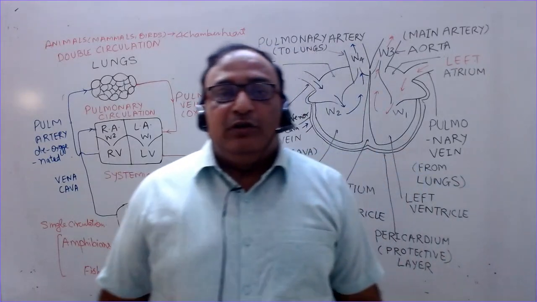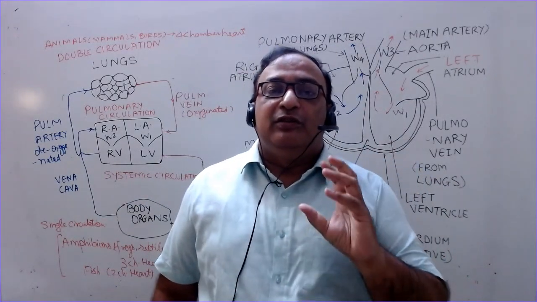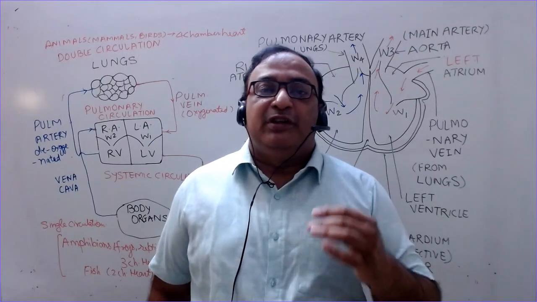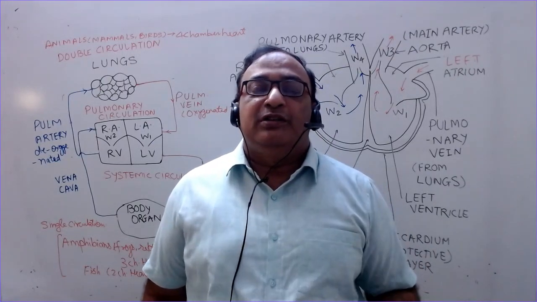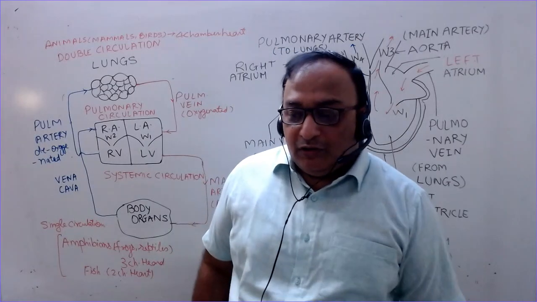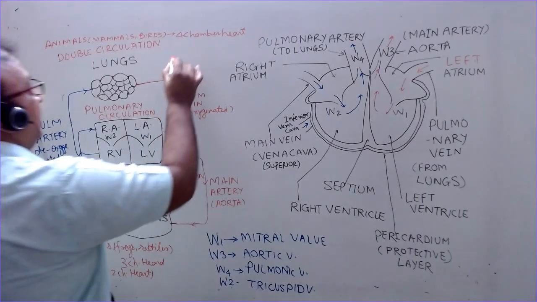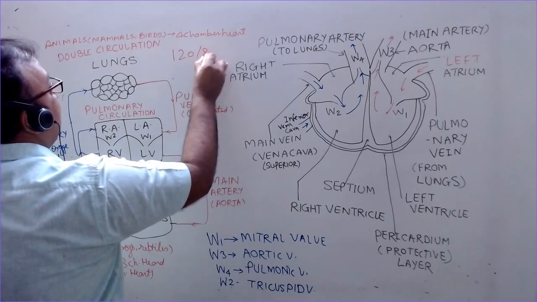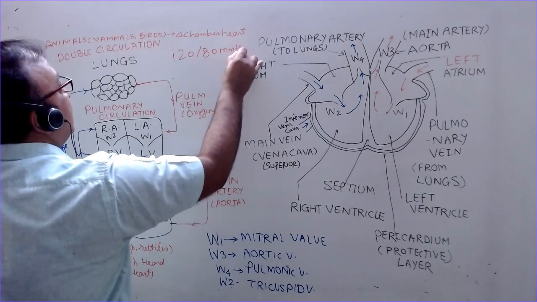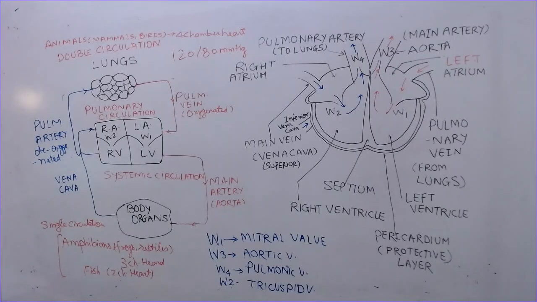Now there is a term called blood pressure. Blood pressure is measured by a sphygmomanometer. This is a device you all must have seen. We have two types of blood pressure measurement: one is called systolic, the other is called diastolic. The blood pressure measurement unit is millimeters of mercury, and ideally this should be 120 to 80 mm of mercury.